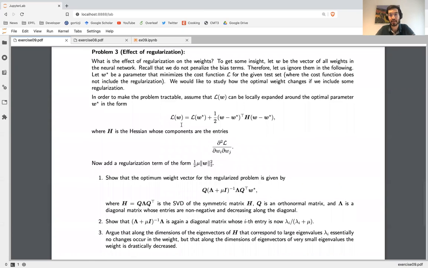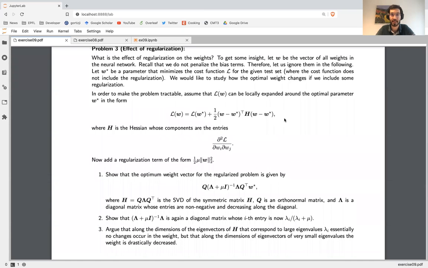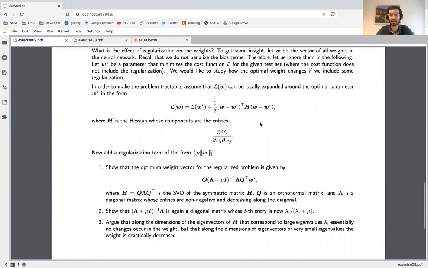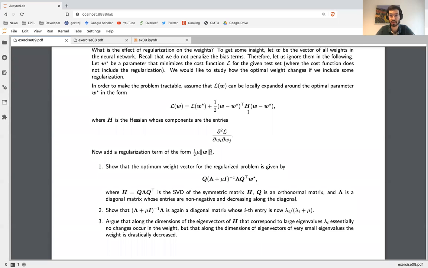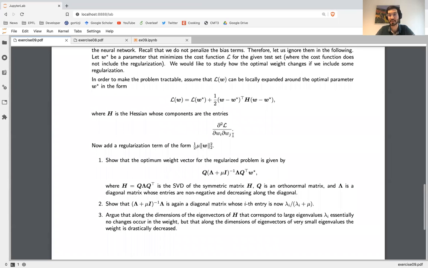So this is nothing else than doing a Taylor expansion of the loss around the optimal set of weights. And what you see is that in this second order Taylor expansion, we don't have any gradient term. And this is because we are assuming that we are around the optimal weights. And the gradient at the optimum, we know it will be 0. So this Taylor decomposition only has, at order 2, a quadratic term in terms of the Hessian. And the Hessian here is just the second derivative of the loss with respect to the weights.